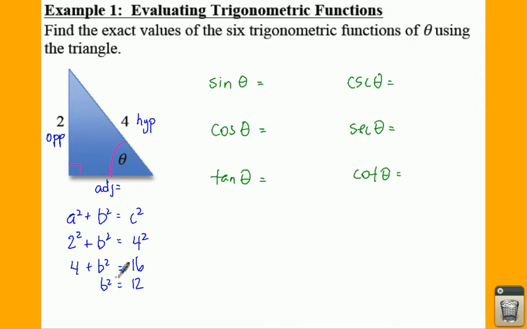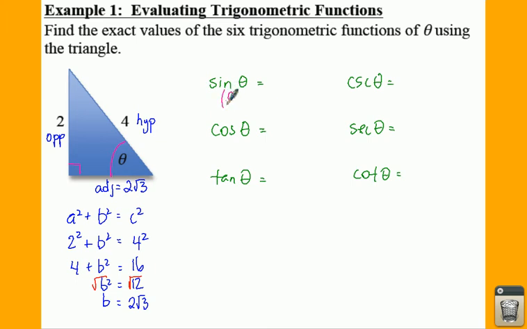And if you square root both sides, that's going to give you radical 12, or what you should really do is make this a 2 radical 3. Do not leave it as a radical 12. But your radical 12 just reduces to the square root of 4 times the square root of 3, which is 2 radical 3.